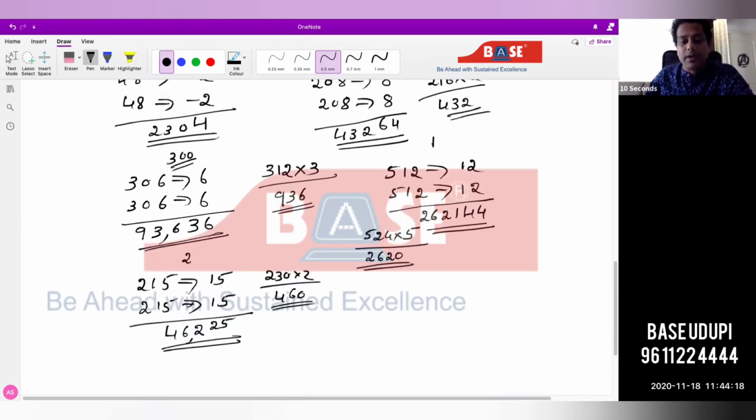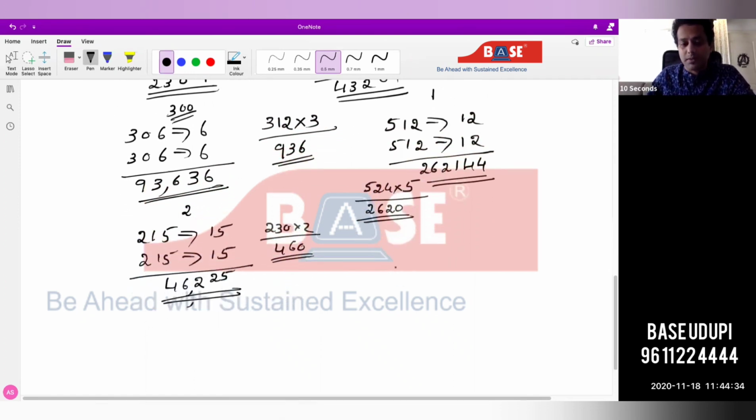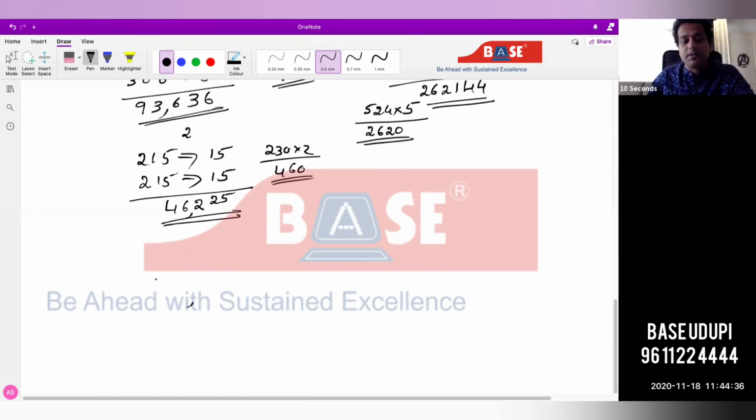When you're multiplying by 5, guys, there's a shortcut to multiply by 5. See, 524 into 5. How to multiply by 5? Very simple. You just find half of 524. What is half of 524? 262. You put 0. For example, say you have to multiply 22 into 5. What is the easiest way of multiplying by 5? Just find half of 22. What is half of 22? 11. Put 0. 110.